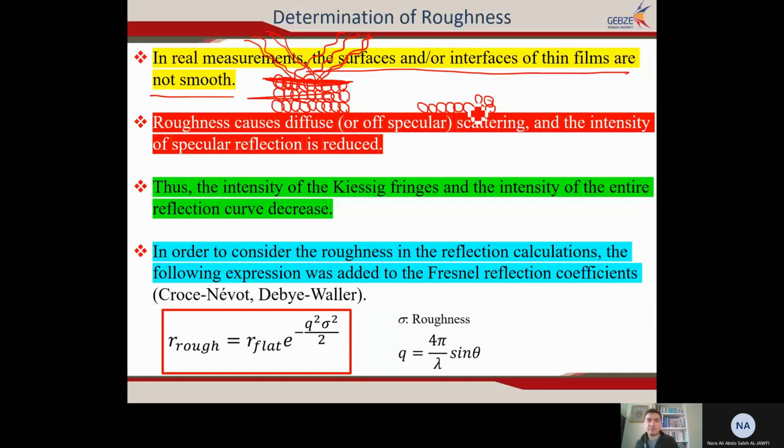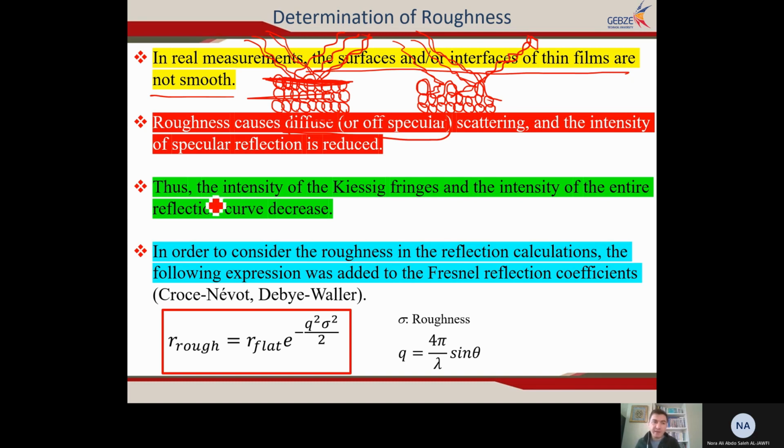But if you have such a surface, these are atoms again, but now the surface is not perfect. Look at the surface. The surface is rough. And now I am sending X-rays. Only a small portion of the X-rays can reach the detector. If you have a rough surface, the intensity at the detector will be lower, due to the diffuse or off-specular scattering. Only this one is specular reflection, okay? So this is the effect of the roughness in real applications.